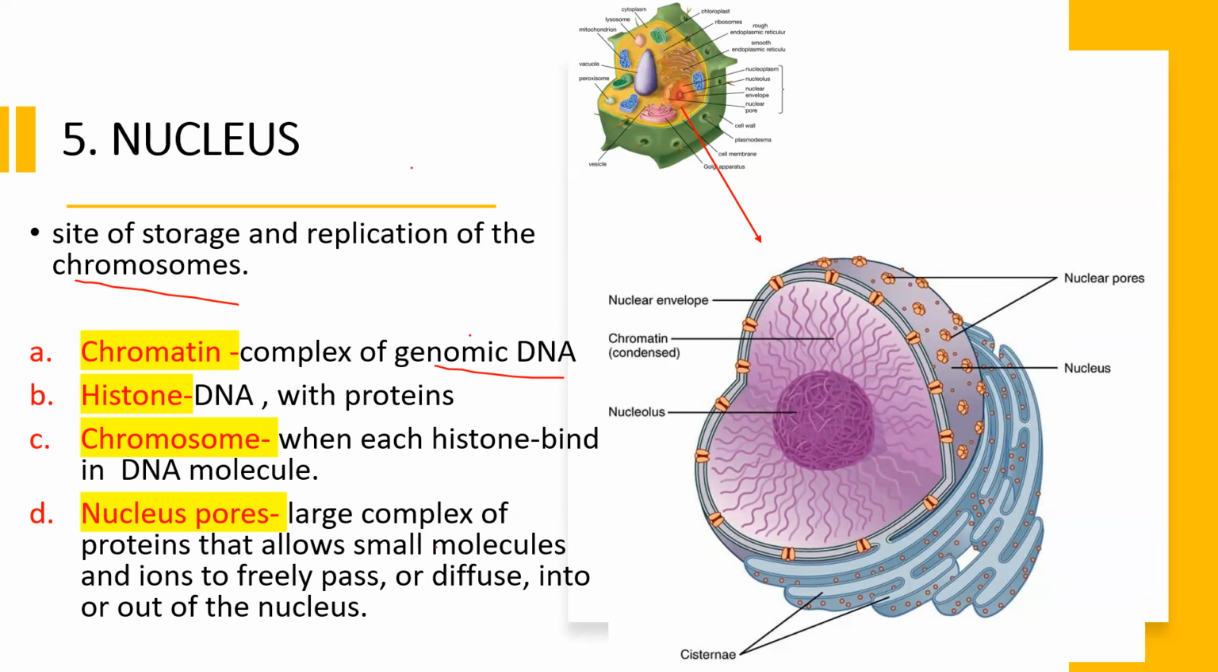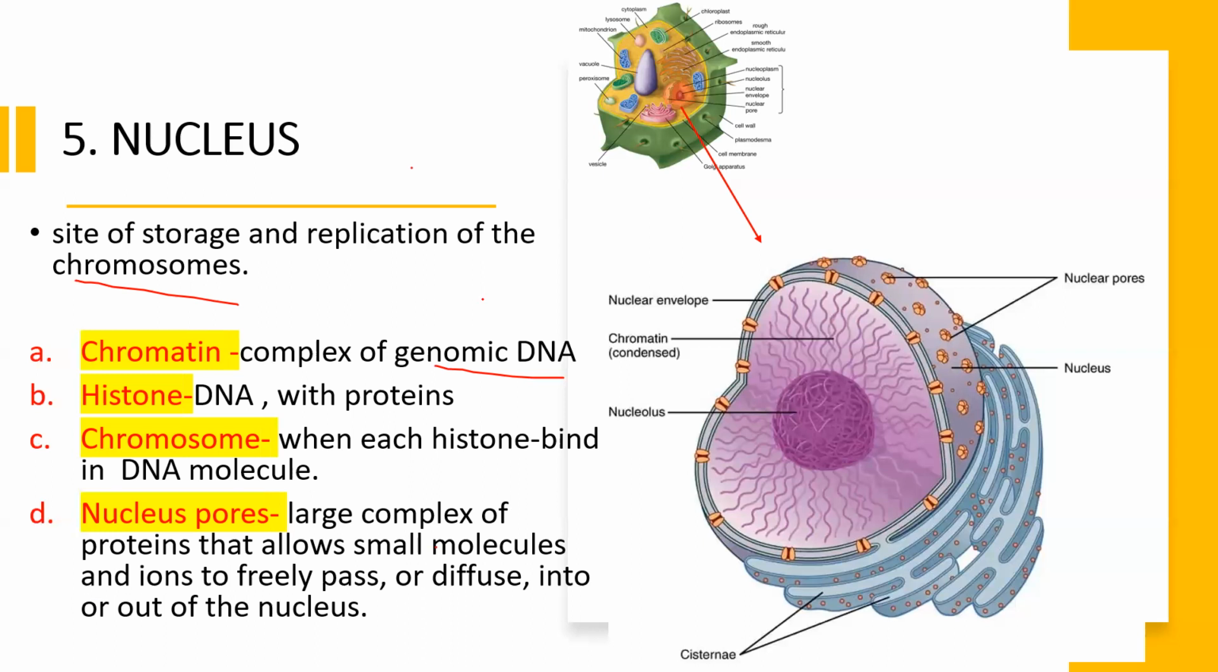Wherein the DNA needs to merge, or bind, with proteins. What we call that is histone. So when DNA and protein merge, they are so-called histone. The histone will then bind to the molecule of the DNA so that it will form the chromosomes. So the first process: there must be a complex of genomic DNA, and the complex of genomic DNA is called the chromatin.